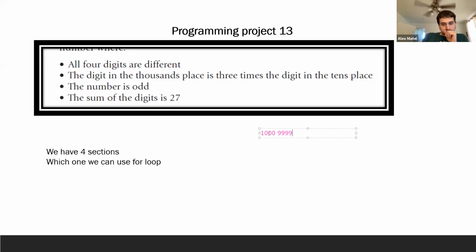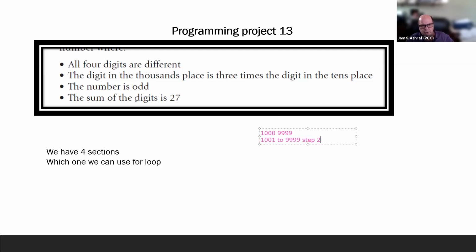Okay, so it says it has to be odd. So if I start with 1001 and I go to 9999 and I step 2, then I'm going to have all odd numbers. So that would be a for loop starting at 1001, going to 9999 by adding 2 to it. So that's going to take care of my odd numbers. So I'm done with number 3.